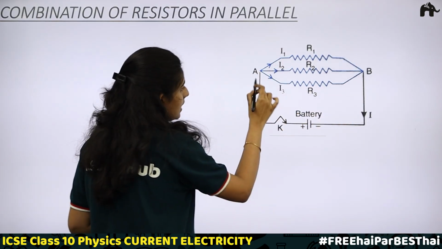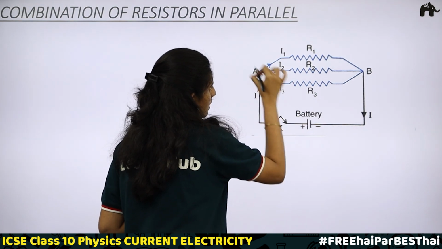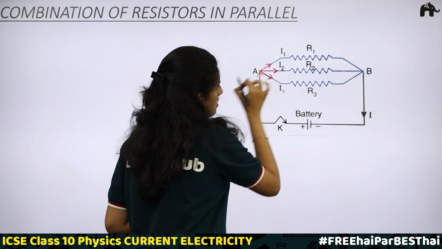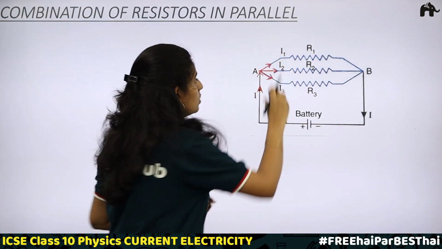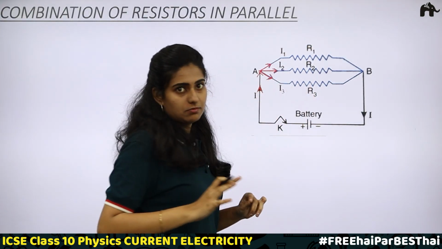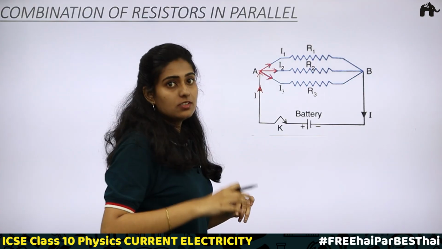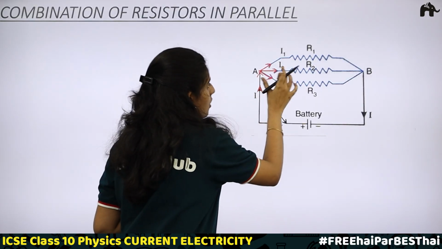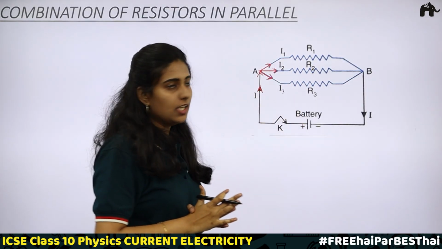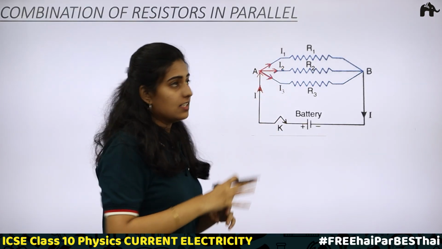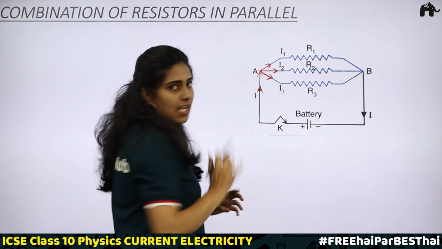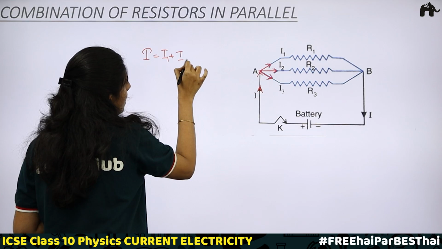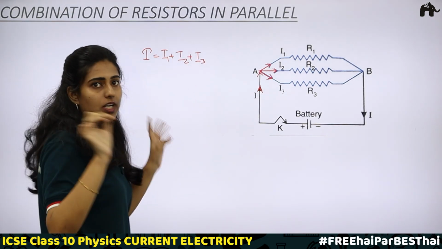Now you can see the current which reached this point. What is happening to the current here? The current is splitting in three directions. The current starts flowing through R1, R2 and R3. Depending on the resistance value, there is a different current. It is not the same current as in the case of series connection. The flow of current is split into three portions. So the total current I will be equal to I1 plus I2 plus I3. What about potential difference?